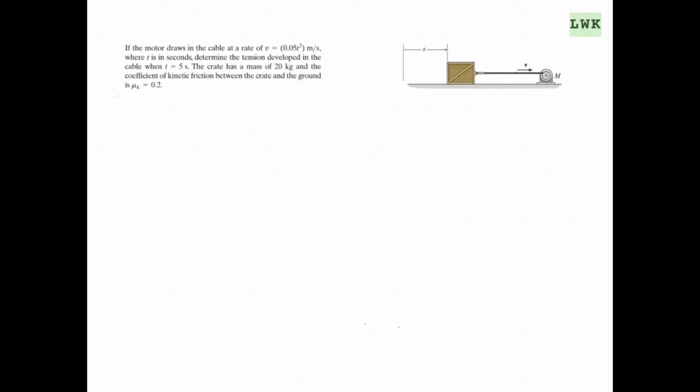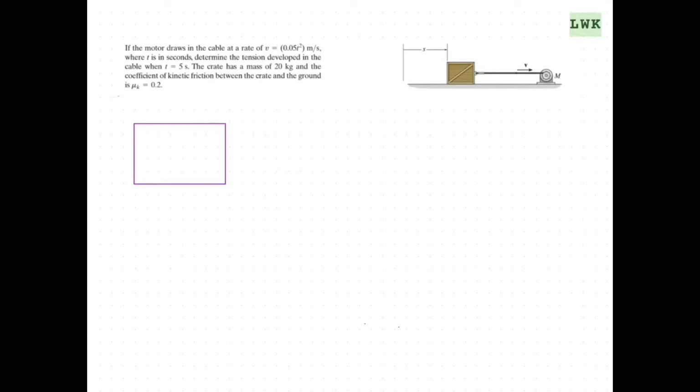The crate has a mass of 20 kilograms and the coefficient of kinetic friction between the crate and the ground is mu equals 0.2. Right away, let's start by drawing our free body diagram. So here's our crate, and let's start to think about what forces we have on this object.